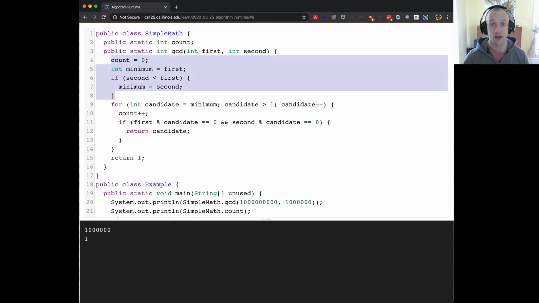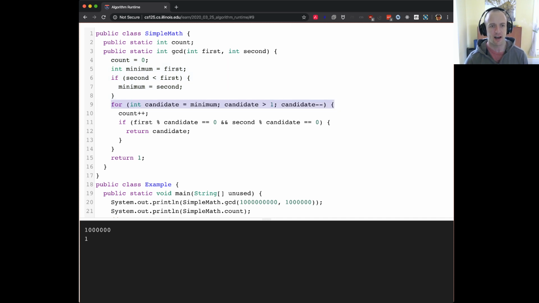I have to do that for every pair of inputs, and it takes roughly the same amount of time. But then I get into this loop, and this loop depends on the size of the minimum. It depends on the size of the smaller of the two numbers. If I do 4 and 6, this loop only executes a couple of times. If I do massive numbers, almost all of the time this algorithm spends executing, it's going to spend in this loop, okay? And so this loop becomes the dominating feature.